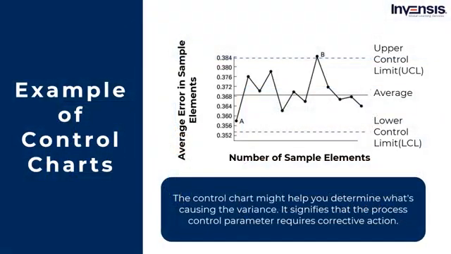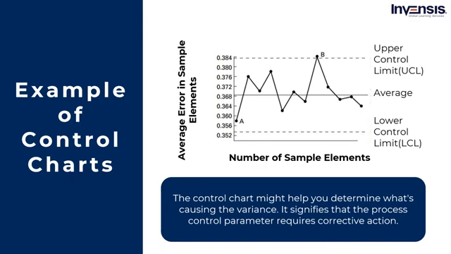Here is a simple example of control charts. On the x-axis, we have the number of sample elements, and on the y-axis, we have the average error in the sample elements. After the points are drawn, we can calculate the variation. If it exceeds the UCL and LCL, which stands for upper control limit and lower control limit respectively, then you should determine what's causing the variance, else it is under control.